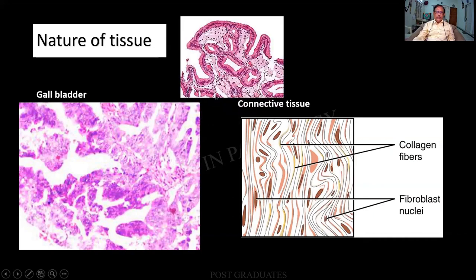Kindly compare these two. In one, it is an amazing microphotograph in which every component, inflammatory cell, fibroblast, epithelium, is preserved, whereas hardly anything is discernible in this.